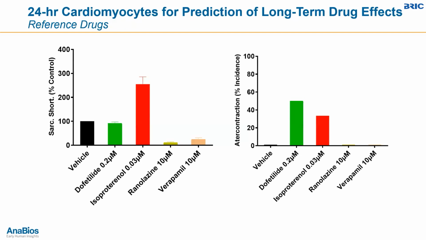And this is some data where we showed that the cells were responsive to ISO, and also responsive to ranolazine and verapamil. We were also able to detect a proarrhythmic event when we tested dofetilide and a beta adrenergic agonist like ISO. We have used this protocol to support multiple companies when it comes to cardiotoxicity assessment, but also when it comes to testing peptides, antibodies, and ASOs for heart failure treatment.